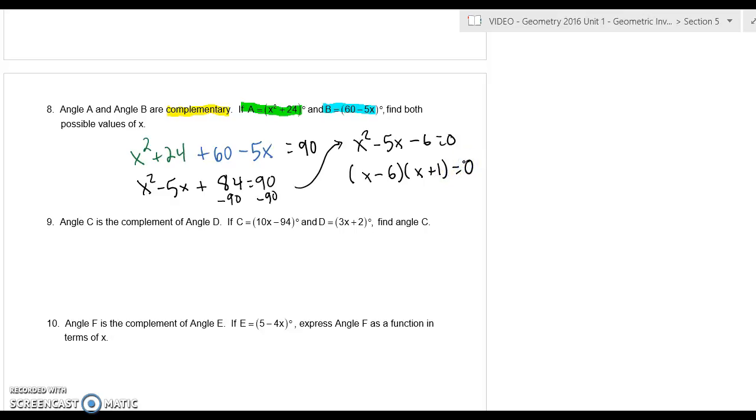And then I can set those equal to 0. Once I solve this, I'll find out that x is possibly 6 or x is negative 1. I could double check and plug those back in. They will work, even though we have a negative value for x here. When I plug that back in, I'm still going to get a positive value for my angle. So we're good to go. So x equals 6 or x equals negative 1.